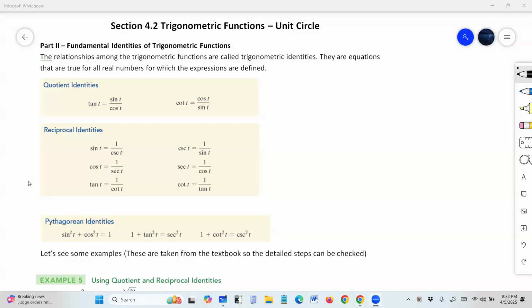Hi, hello everyone. So this is the video dealing with section 4.2, trigonometric functions from the unit circle. And this is the second part where we're going to link the fact dealing with the movement on the unit circle with the functions that it produces.